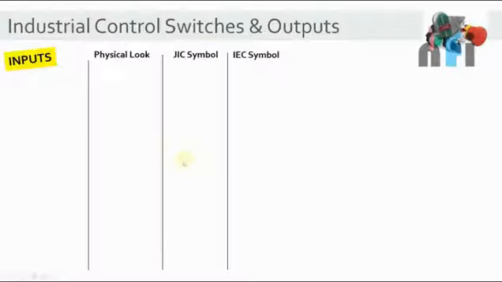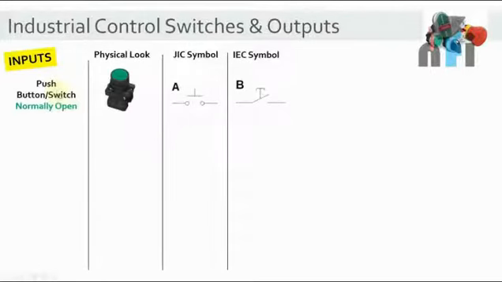Okay, so let's look at the physical look and some symbols of these switches. The very common switch is the push button, normally open. It is also called a push button or push switch. Someone says button, someone says switch, so it's okay. This is how it physically looks, and its JIC symbol is that and its IEC symbol is that. These are the two standardizations for the symbols. It's up to you which one you want to use, but if you see something like this in a drawing, it means they are using this push button.